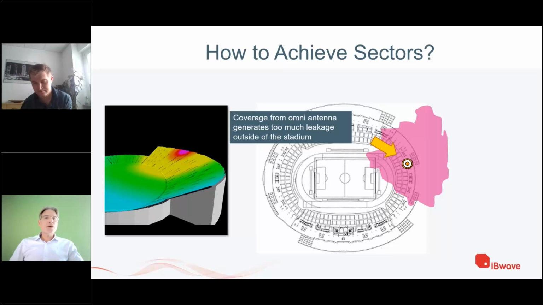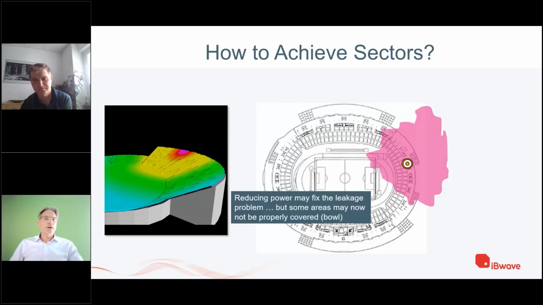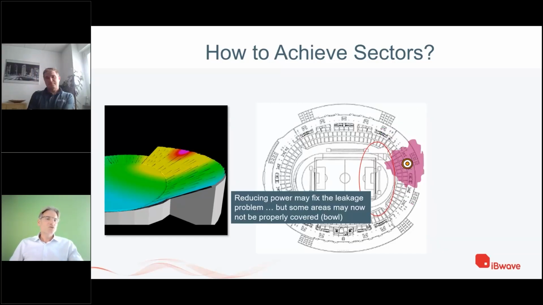If you look at a normal antenna, for example, an omni antenna could create too much leakage to the outside, which you don't want. It might not have a well-defined border for your sectorization. You could reduce the power of the antenna so that it does not have so much leakage, but again you will get problems. Maybe you don't cover enough of the required area. So an omni antenna is in most cases not the right solution.